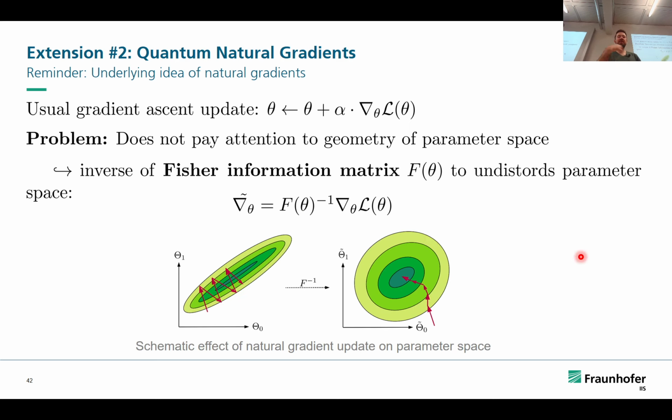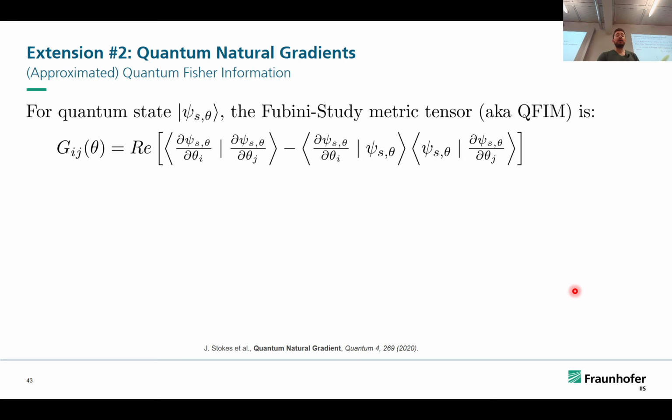And so you typically sketch it as some way of undistorting your parameter space, so that updates have basically the same influence on the policy in each of the directions. So that's the intuition behind it. Your training should be able to converge much more smoothly. And there's also a quantum analog for that, the Fubini-Study metric, also referred to as the quantum Fisher information matrix. Again, definitions are not too important here.